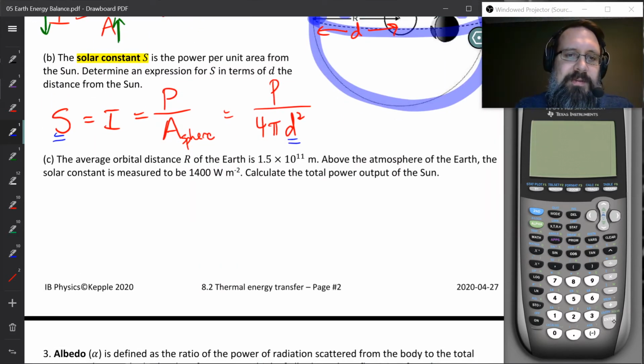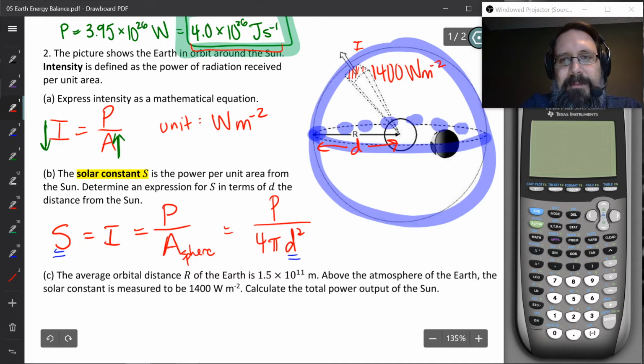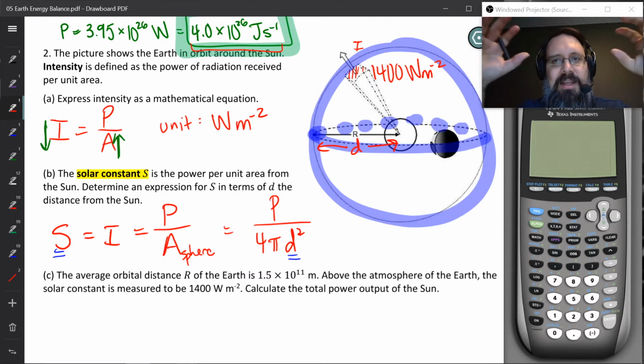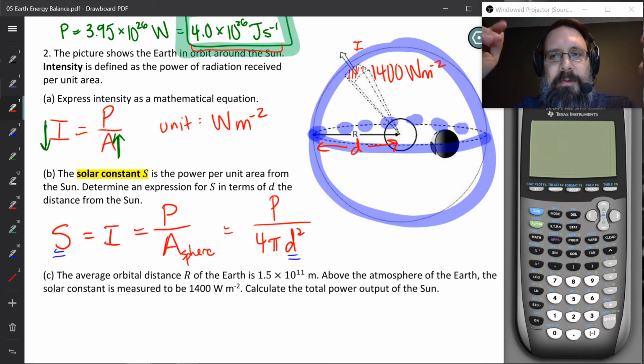The average orbital distance of the Earth is 1.5 times 10 to the 11 meters. Above the atmosphere, the solar constant is about 1400. We're going to try to ignore the atmospheric effects today because it's just going to make everything more complicated. We'll deal with the atmosphere next time. So at the top of the Earth's atmosphere, you get this solar constant of about 1400 watts per square meter. Based on that observation, we measure this intensity of light at the atmosphere of the Earth. Then what's the power output of the sun? We should be able to work backwards.